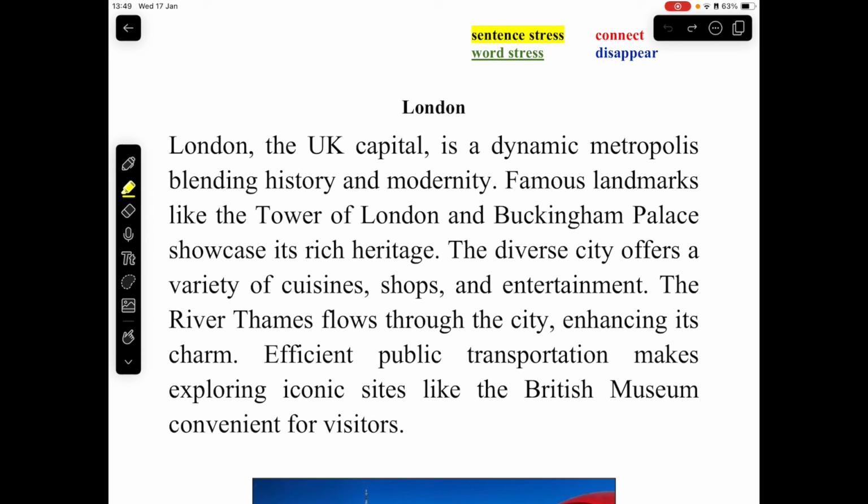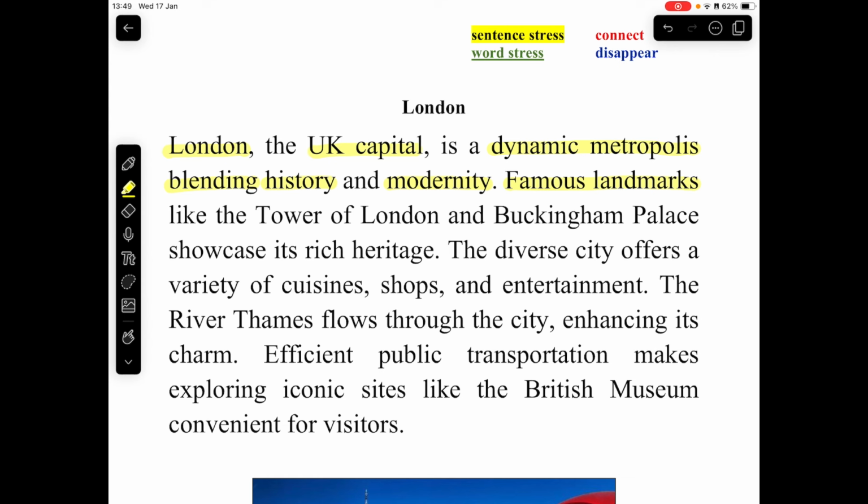So let's start breaking down this text. I'm going to highlight sentence stress in yellow. So London, the UK capital, is a dynamic metropolis blending history and modernity.